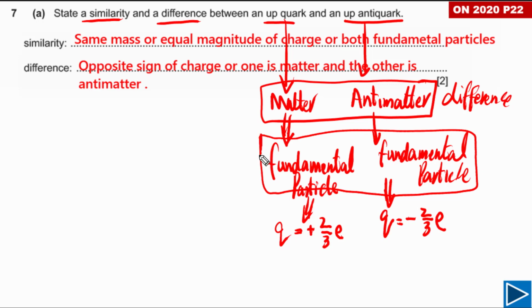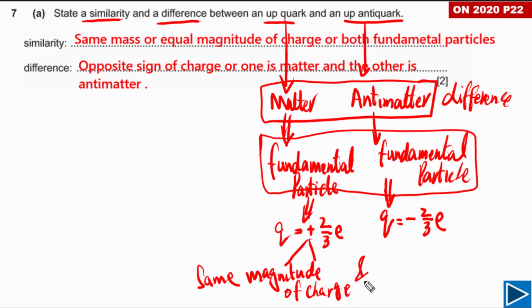They are fundamental particles. From here we can also say that magnitude of charge is the same. Up and up anti-quark, they have the same magnitude of charge, but the sign of charge is opposite. So these are basic things, a very common question.